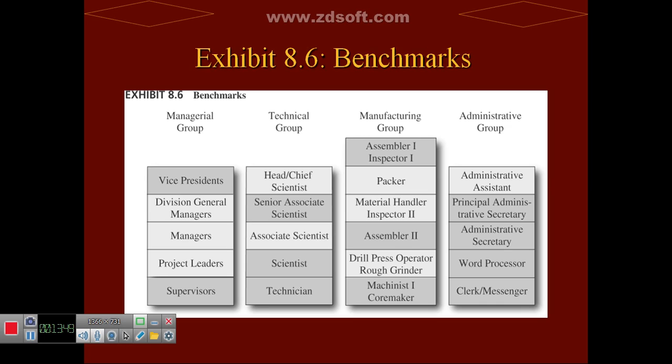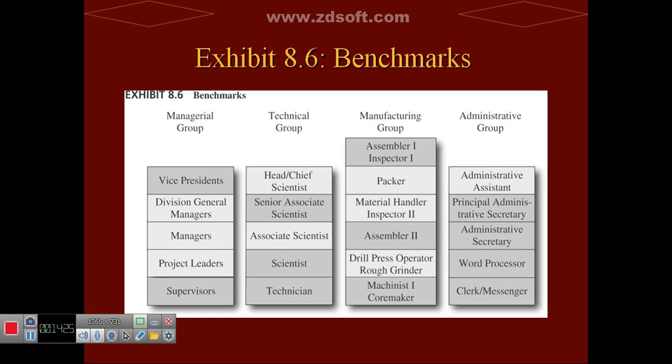If the company is planning to conduct a survey of its competitors to decide the external competitiveness of its pay for the managerial hierarchy, for managerial level, most of the time these are the benchmark jobs which are considered in competing firms, like vice president marketing, vice president HR, and so on. Then division general managers, managers, project leaders, supervisors. So these are the benchmark jobs.